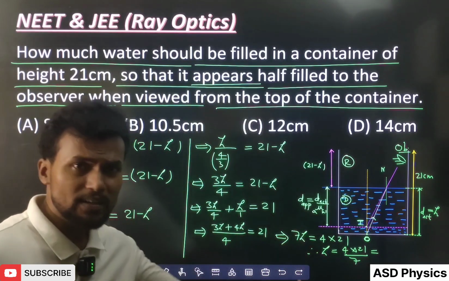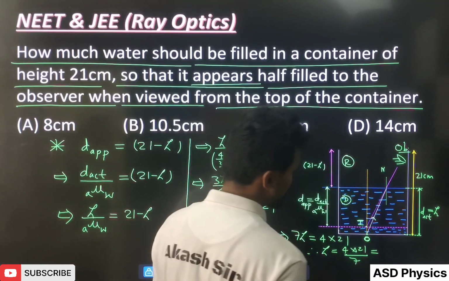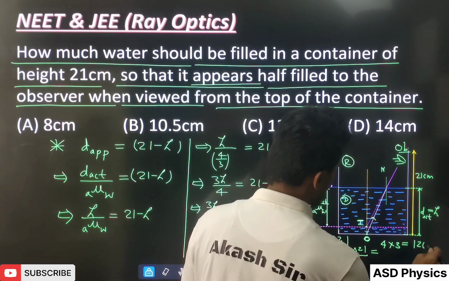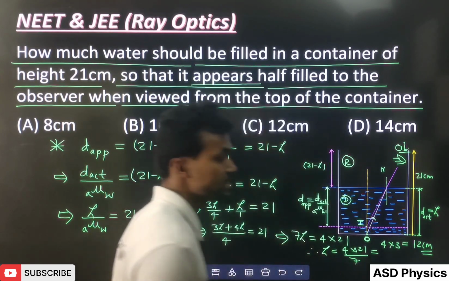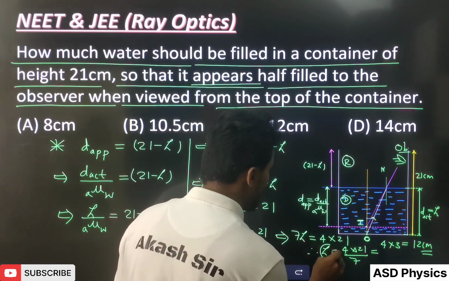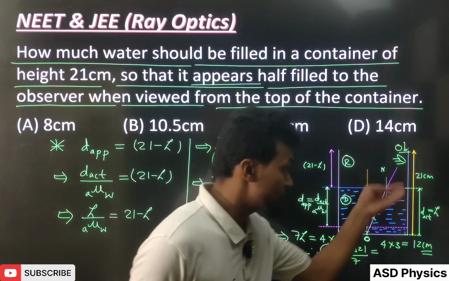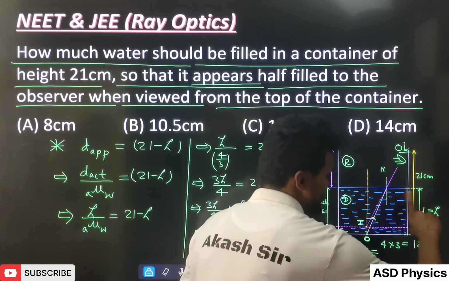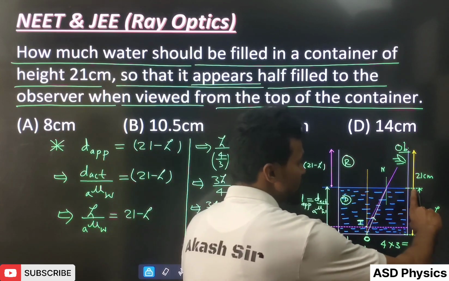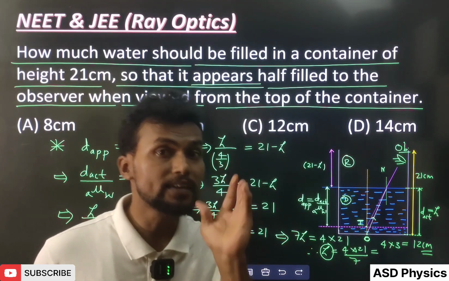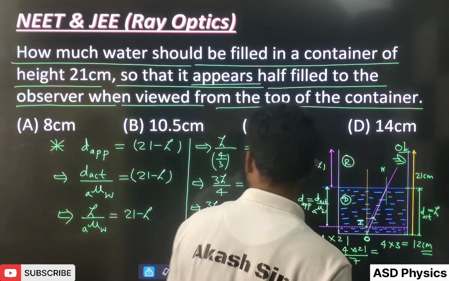So 21 by 7, that means 7 3s are 21. So 4 into 3, what is coming here? 12 centimeter. What is coming? Kindly say very well, 12 centimeter. And what is h? The h is the actual height of the water that is filled. No, actual depth we can tell. If we see from here, this is the actual depth. So what is the actual depth? Again I am telling you, actual depth is 12 centimeter.